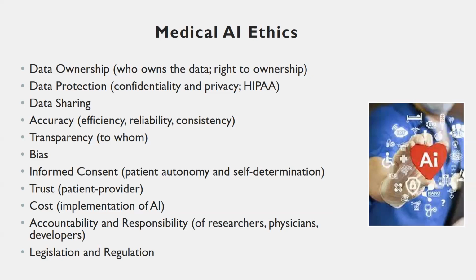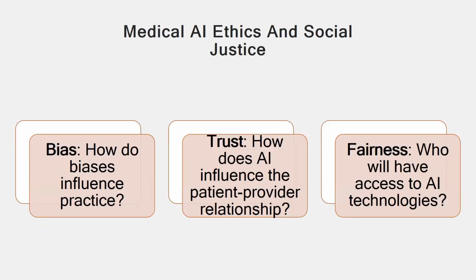There's bias. So even though it can reduce bias, there's also a risk of increased bias. Informed consent, trust, cost, accountability, and responsibility, right? Who's responsible if AI doesn't work? If AI makes a mistake? Legislation and regulation that we see. And so with my social justice lens, I'm going to focus on bias, trust, and fairness, and talk a little bit about what this means, and then end with our implications and what we can do.